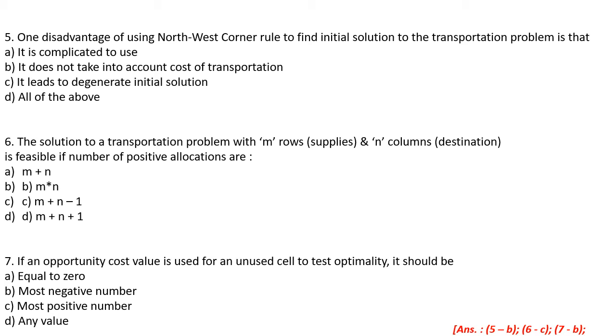Seventh, if an opportunity cost value is used for an unused cell to test optimality, it should be option A, equal to 0, option B, most negative number, option C, most positive number, option D, any value. The correct answer is option B, most negative number.